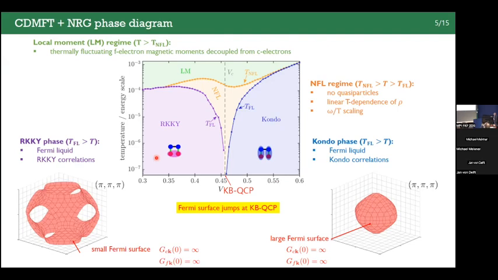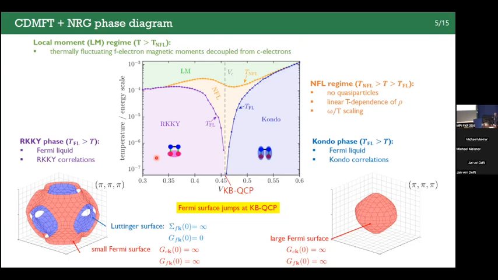On the other hand, the RKKY phase has a small Fermi surface. It looks larger here because of the way it's been represented, but it really contains fewer electrons. In addition, there's also a Luttinger surface. A Luttinger surface is a surface at which the F electron self-energy diverges, so that the F electron Green's function is zero. And this Luttinger surface plays a key role.